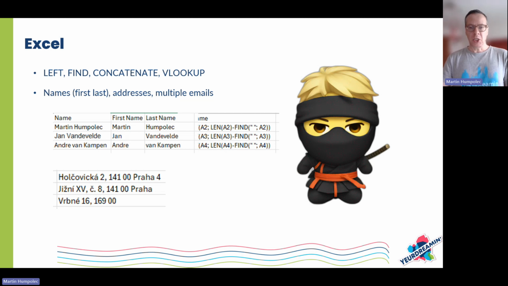Like, I need to separate the name into the first name and last name. So you have a Martin Humpolec or Jan Wandervelde, and the first name is obviously the part which is before the space, and the last name is obviously the part which is after the space. So there are a few functions in Excel, right, left, find, len, which will help you to find the space and separate the string based on that.